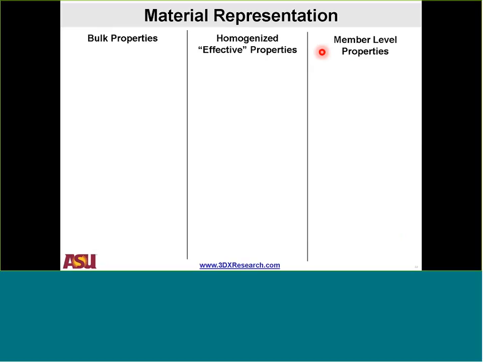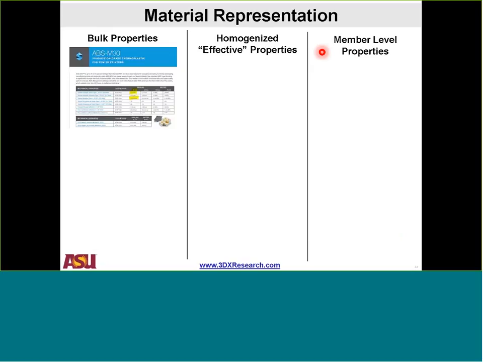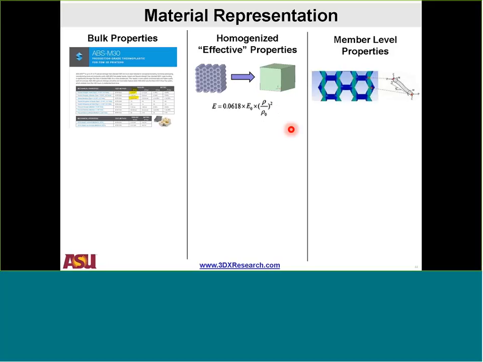The 3 ways we can represent the material: one is to use bulk properties, consult a data sheet and extract bulk properties from there. The other is to do what we call homogenization and extract some kind of an effective property. So this is a typical scaling law that we may derive, where the honeycomb E is a function of the material that constitutes the honeycomb and the relative density, which I described before. So you can derive these effective properties and then use them to represent the cellular material. And finally, you can extract properties at the level of a member.